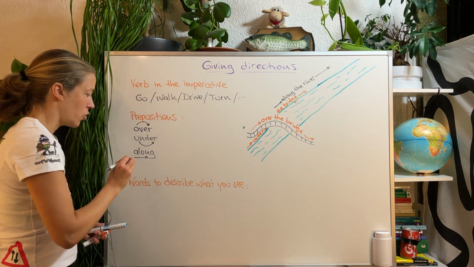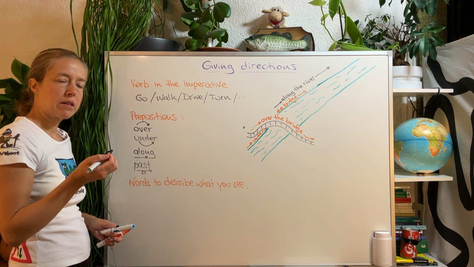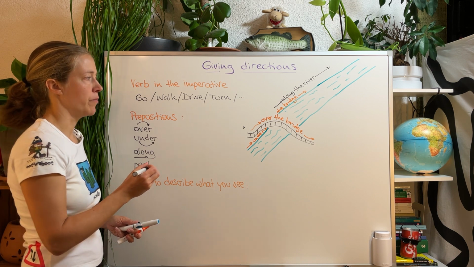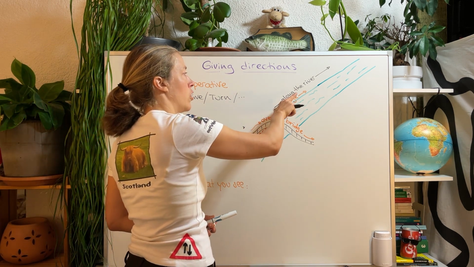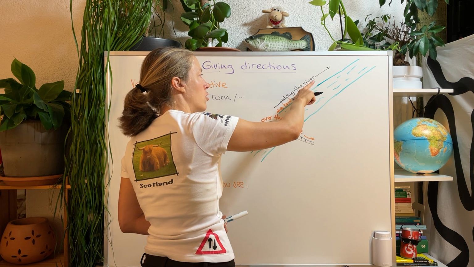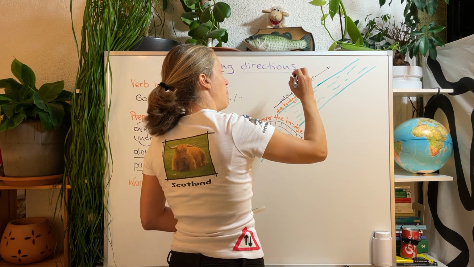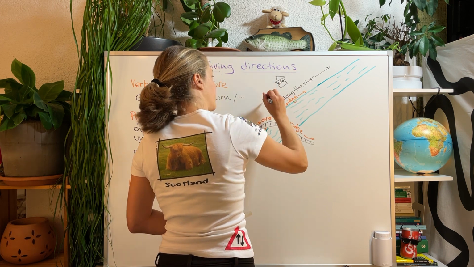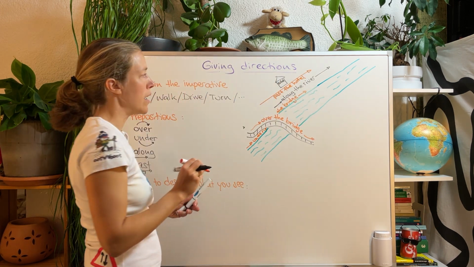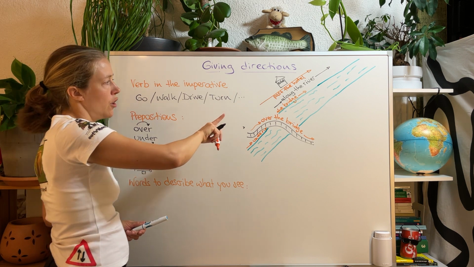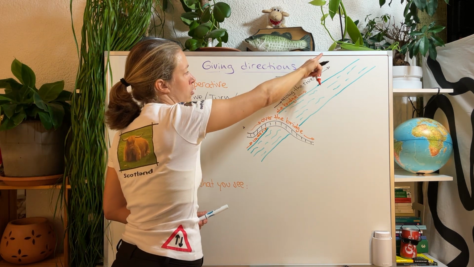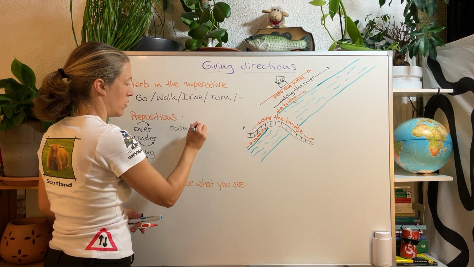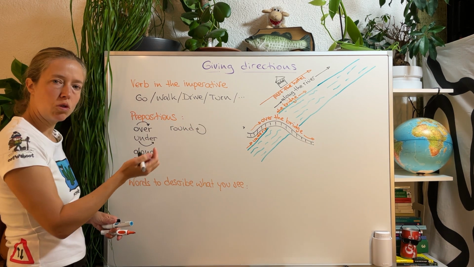Then, you could have past. For example, go past the hotel. Passer à côté de l'hôtel et continuer. Here, if you walk along the river, you could walk along the river and pass the hotel. Go past the hotel signifie vous avancez, vous passez devant l'hôtel et vous continuez. Pass the hotel. Round. Round signifie faire le tour de quelque chose.